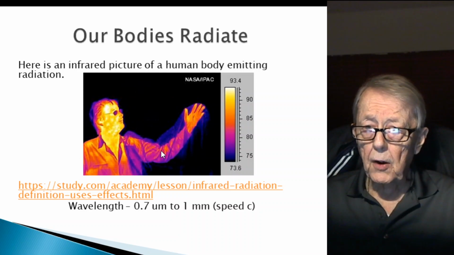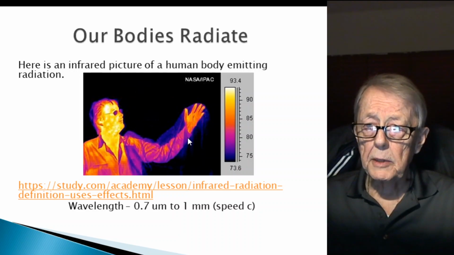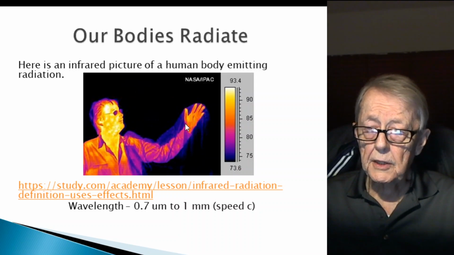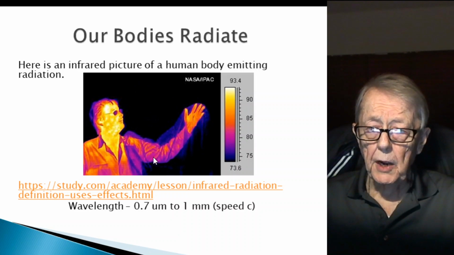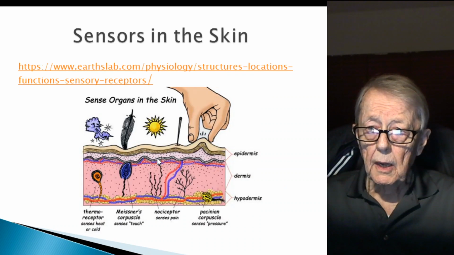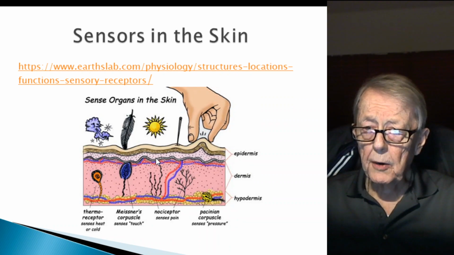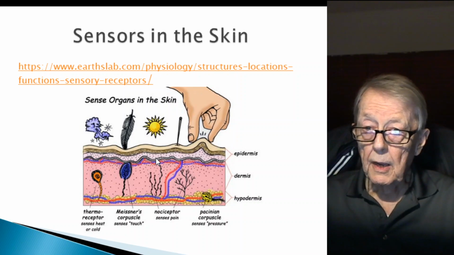And you have all three here. You have direct radiation out of the body, but you also have your hand heating the air. That's convection. And the body also heats the clothes, and that's conduction. So you have all three of them in this one picture. Okay, heat, for the most part, is sensed at the skin.